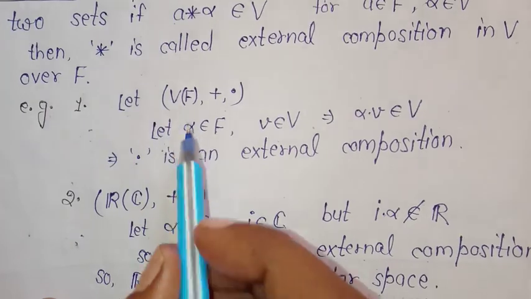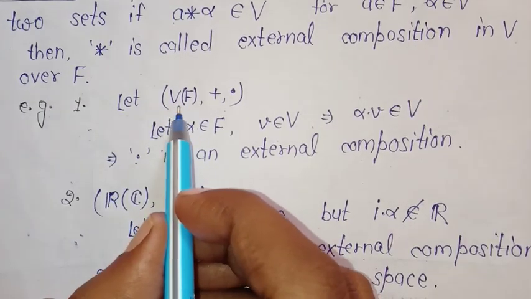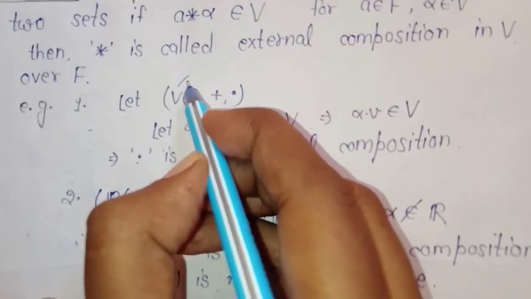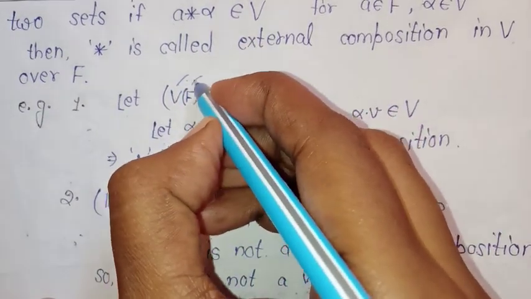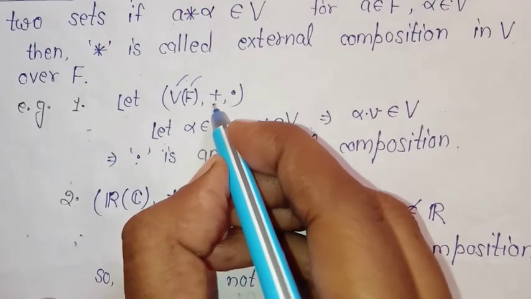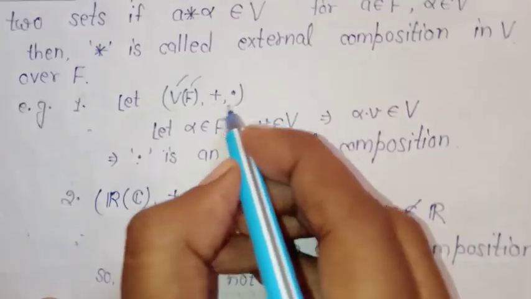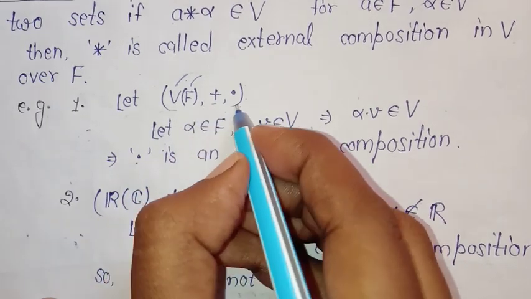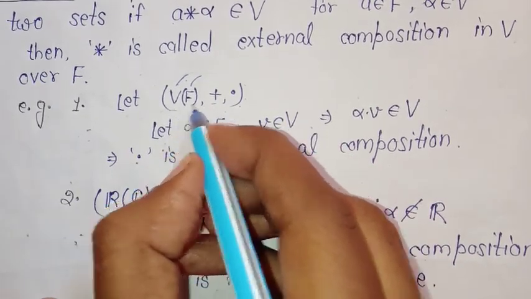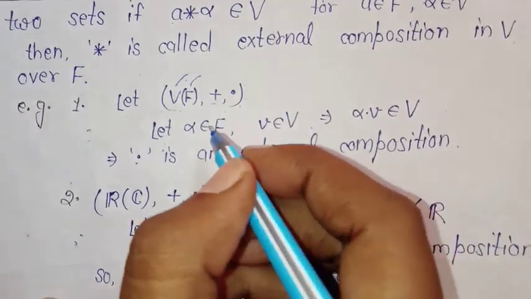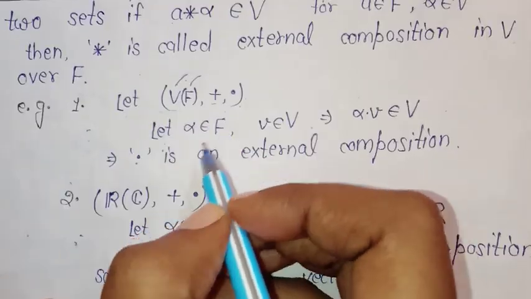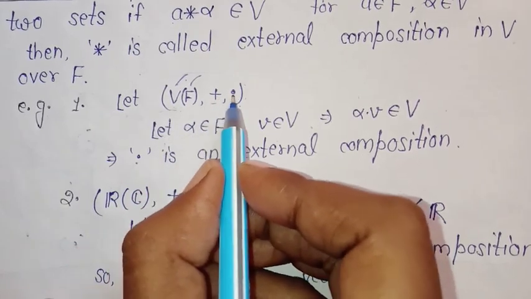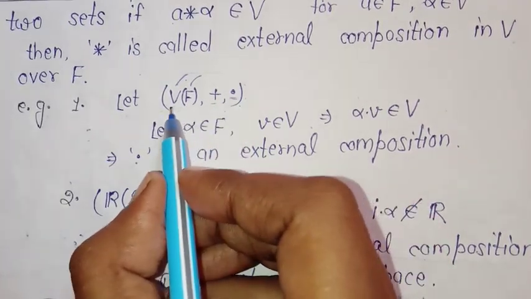For example, if I say that V over F is a set, that is, the first set that I have taken is V and the second set that I have taken is F, and this is an algebraic structure. I have discussed the algebraic structure also. In the case of an algebraic structure, we take a non-empty set together with one or more binary operations. So I hope that you know about the algebraic structure. So this is an algebraic structure and I am applying the second binary operation over the elements of V.